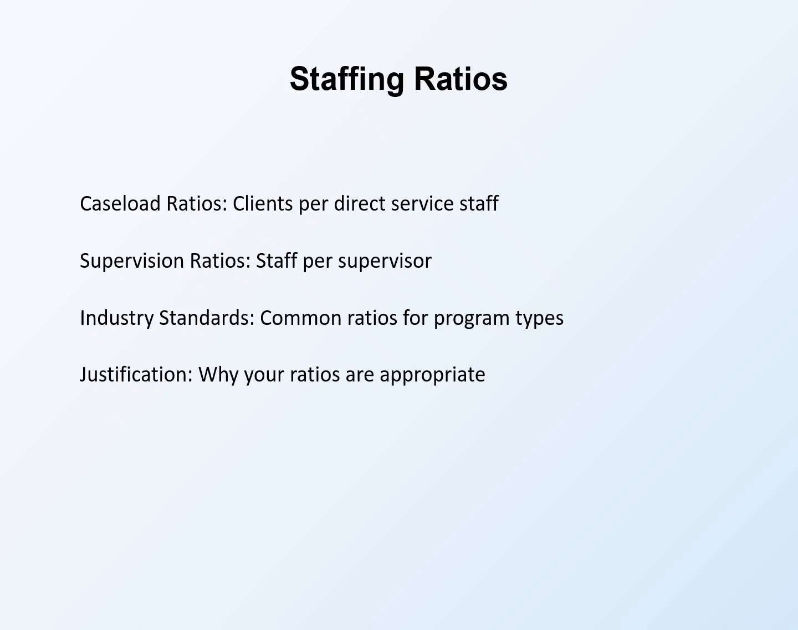Industry standards provide common ratios for program types. Evidence-based programs often specify ratios. Funders may have expectations based on similar programs. Know the standards for your field. Justification explains why your ratios are appropriate. If your ratios differ from standards, explain why. Program intensity, population needs, or other factors may justify variation.